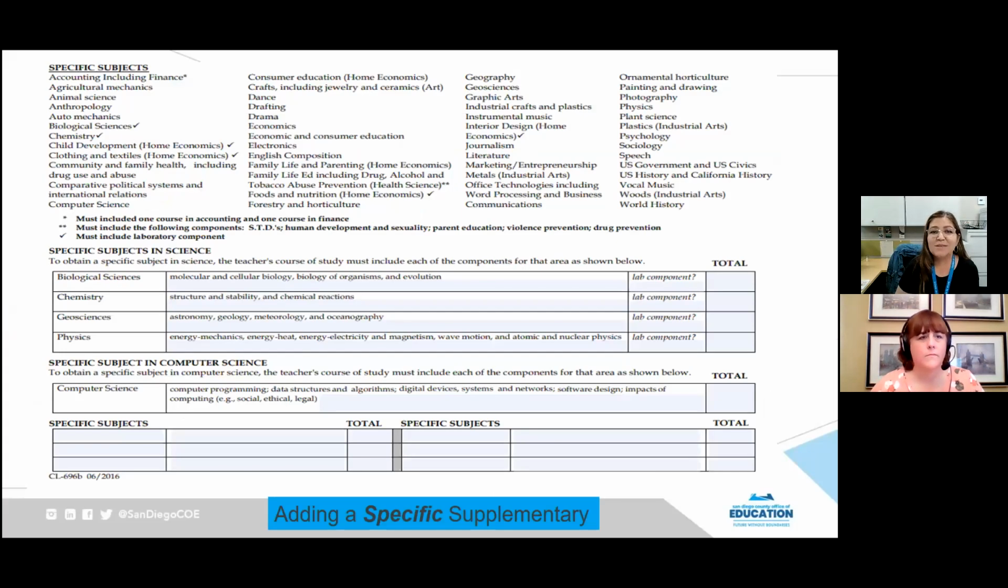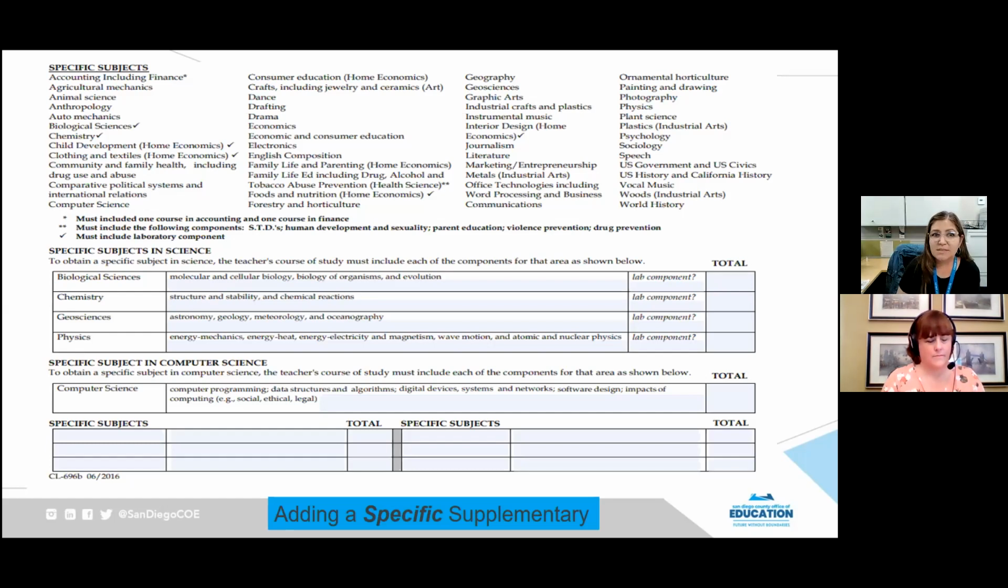The specific supplementary authorization areas are a little bit different. So on the other chart, you saw all the intro classes. These are specific courses such as woodworking, child development, psychology, speech. The laundry list is pretty long there, but maybe you had a minor in journalism. This is a way that you can add those areas that you want to teach in.